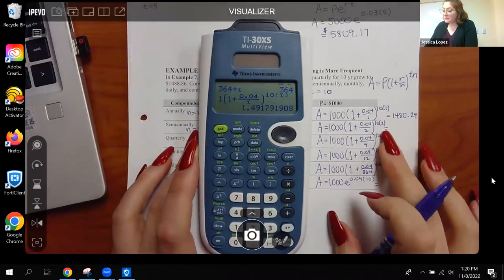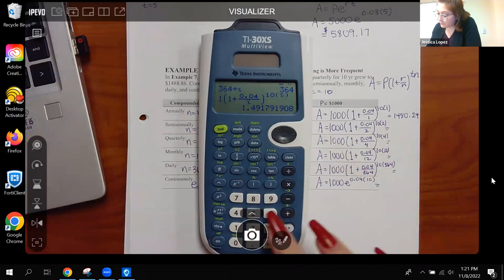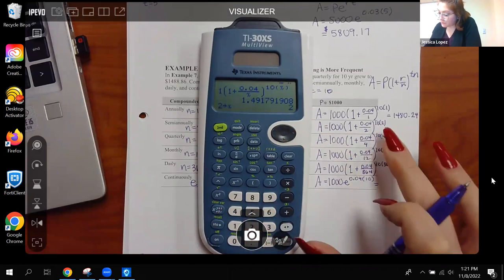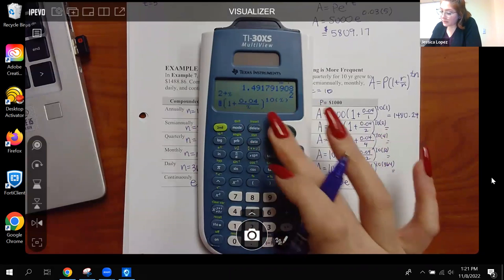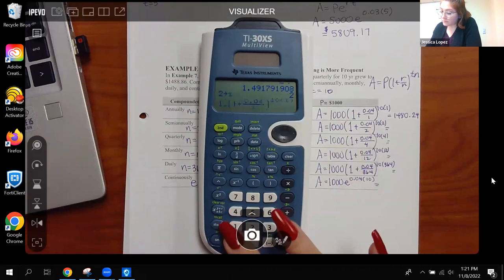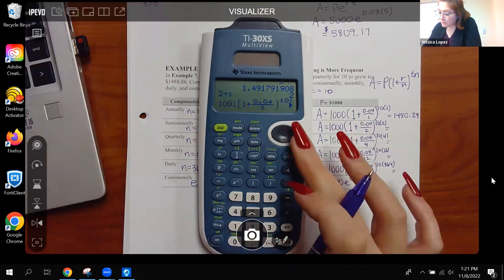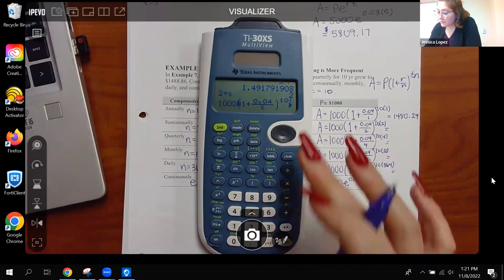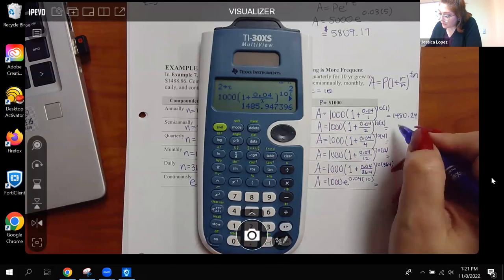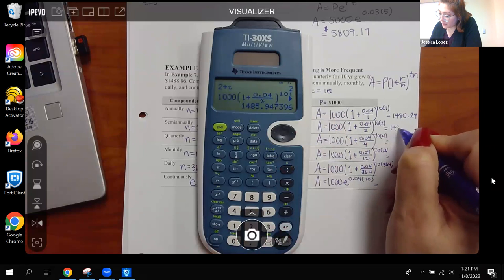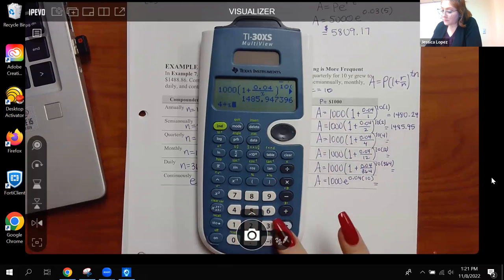Now I'm going to do the same thing, but I'm going to change my one in my formula to, let me do 2 store X again, because I'm starting off here. But when I go to my formula, I need 1,000 to go there. So now it says 1,000 and then all of that. I get 1485.95. Then we'll keep going.